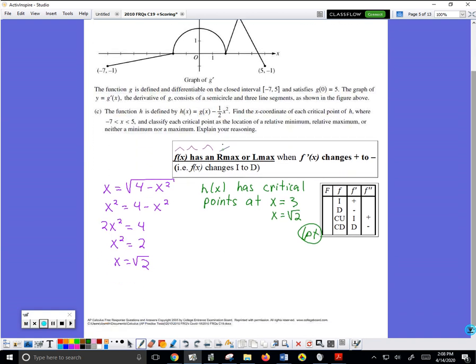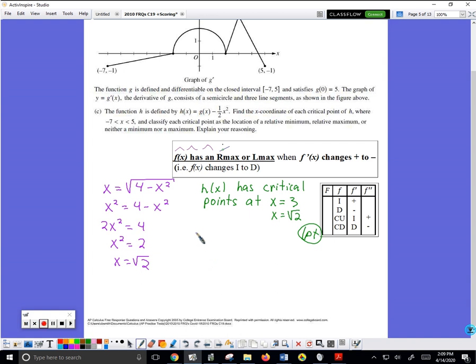So I'm trying to figure out if h has a relative min, relative max, or neither. I remember this definition: h has a relative max when h prime changes positive to negative. So I've got to figure out how h prime changes. I want to do a sign chart of h prime. If I had a way of graphing h prime, I would just graph it, because I can use a calculator on any problem on the test this year. But I don't have a way to graph h prime.